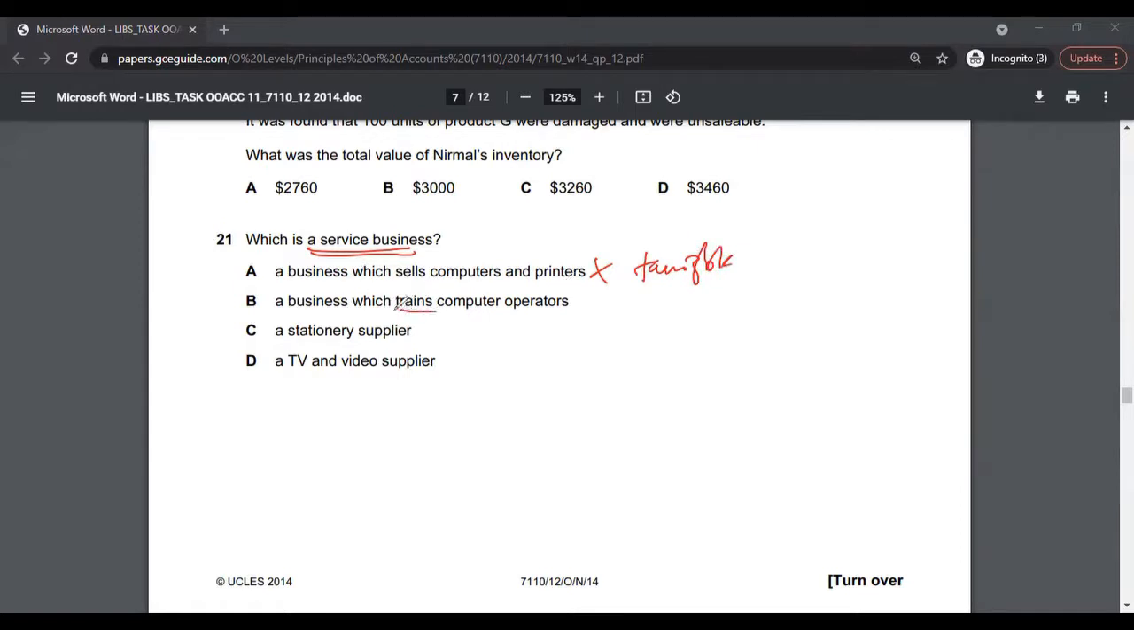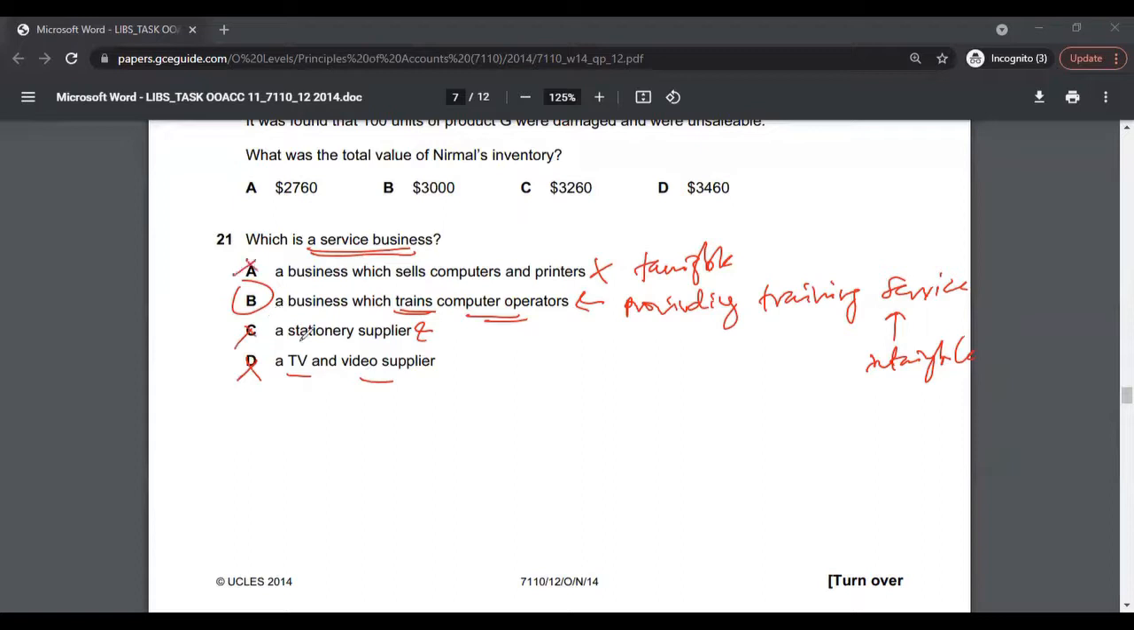A business which trains computer operators. Yes, that's a service business because they are providing a training service, and this is intangible. Stationery, you sell goods, pens, pencils, paper, you can touch them, you can use them, right? TV and video supplier, again, A, C, and D are absolutely wrong. The answer to multiple choice 21 is option B.